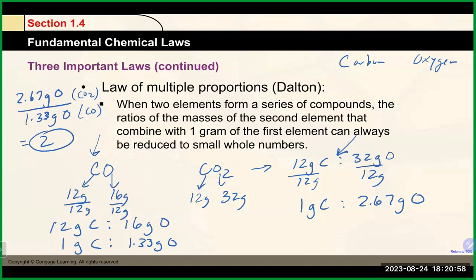You can do nitrogen and oxygens as well. When you're trying to prove that something fits the law of multiple proportions, sometimes depending on how the questions are worded, you basically want to take one of the elements and make it 1 gram, divide the other one by that, and compare the non-1 gram values to each other to see what the ratio is. It should always end up as a whole number ratio when you compare 2 different compounds that contain the same elements.